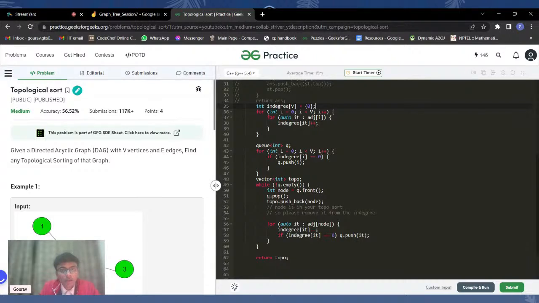So, and we will fill that. Okay. So this nested loop is basically calculating the integrity for all the nodes. If there is a directed edge between a node and its adjacent node, we just increase our integrity by one. This is what we are doing.